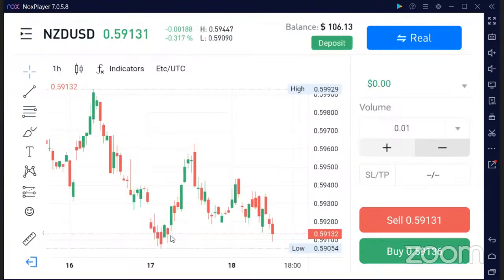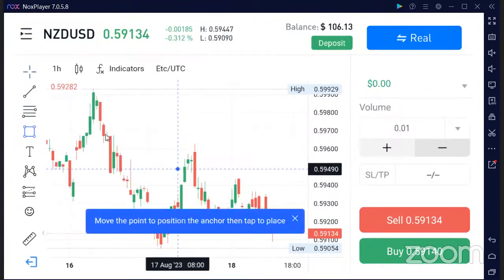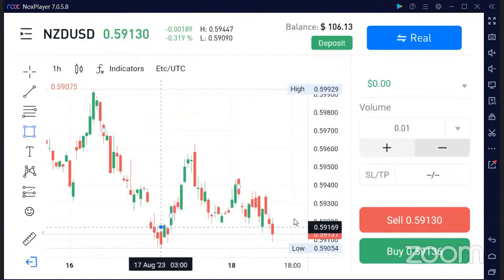So as we can see, the market is approaching a previous support. Let's see if our market is going to reverse. So let me just quickly draw our rectangular shape. Remember the way we used to draw it on any of our support or resistance, just for us to know if the market is actually reversing or not.